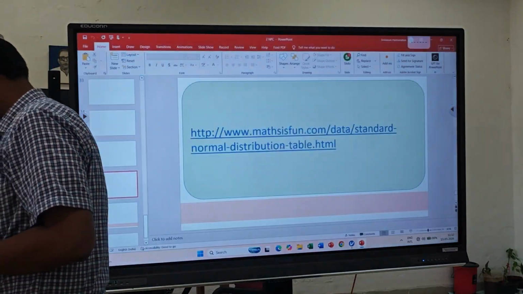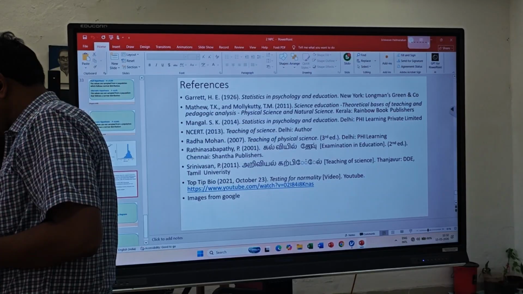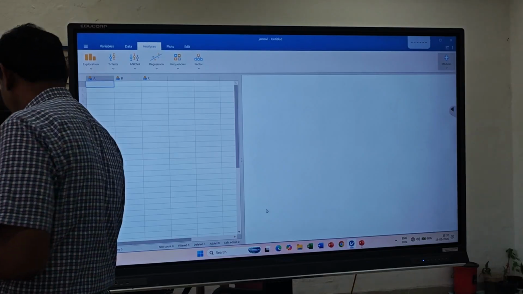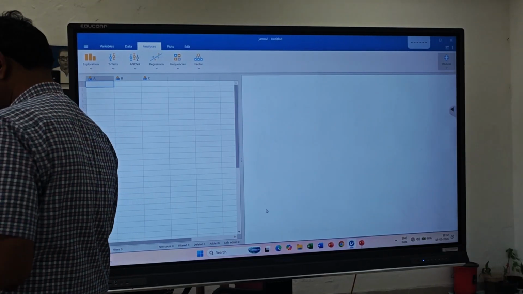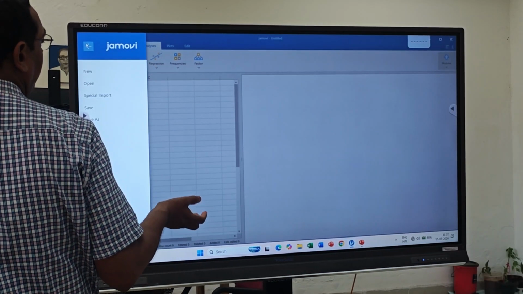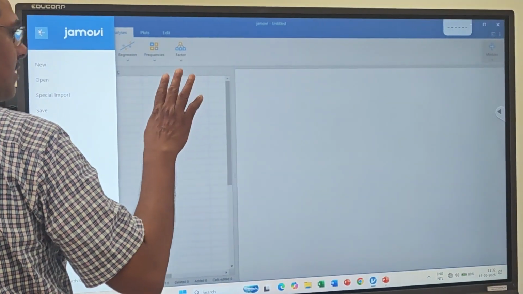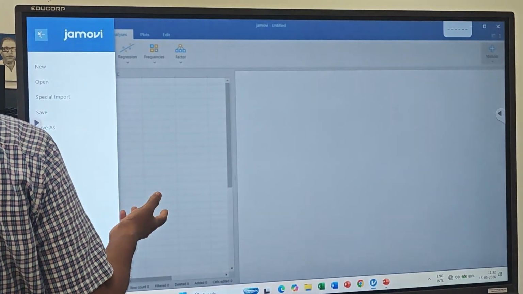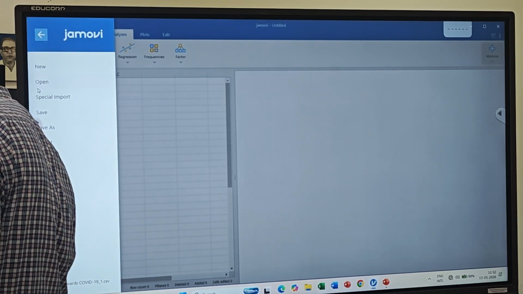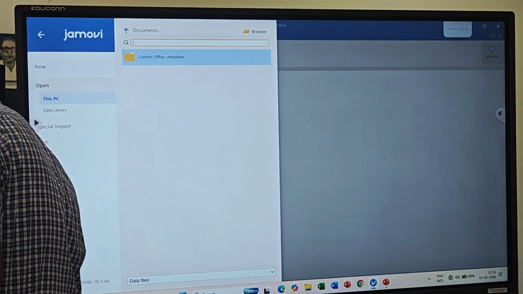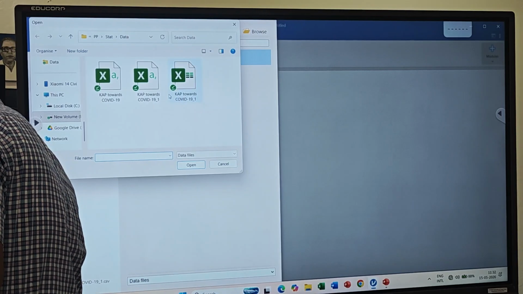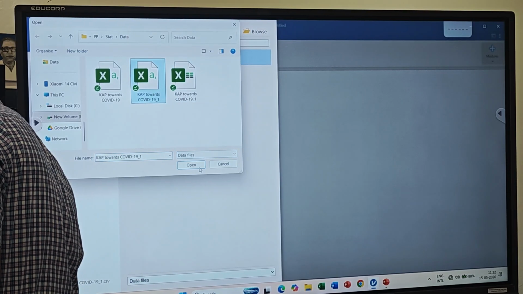So now we go to Jamovi. I just open it. Jamovi will take only CSV files. If you have an Excel sheet, convert it into CSV. It's easy: open the Excel sheet and save as CSV. Then it can be taken into Jamovi. So you open the data. It's in the folder. So I have this; this is the original data.